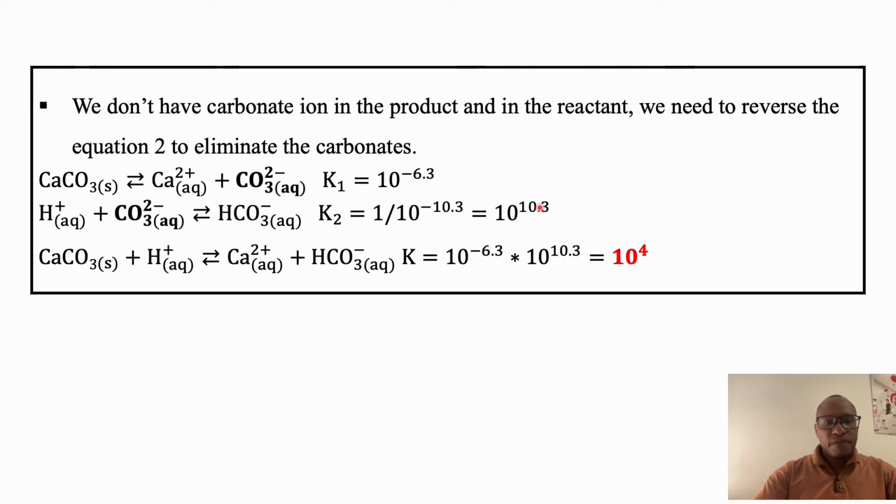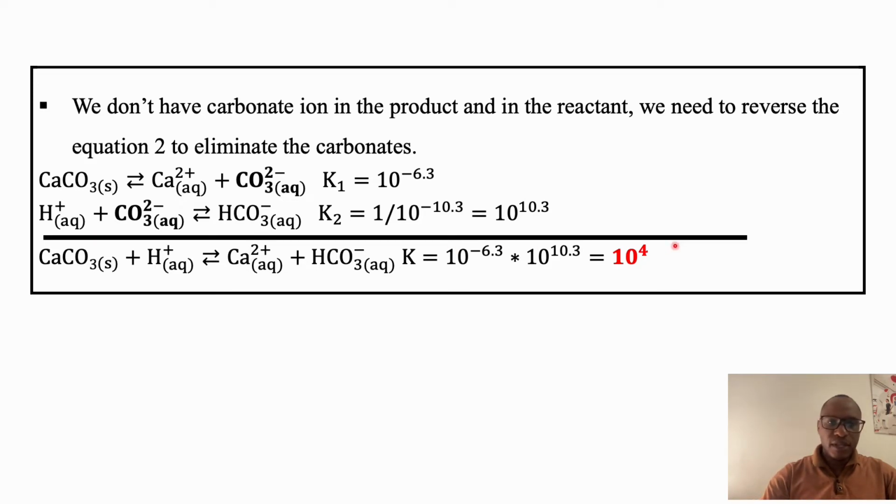So after inverting the second equation, we can do the summation. Then you see that the carbonate will be eliminated. Here also we are going to eliminate the carbonate. And then you will see the final equation, which will be this one. And the equilibrium constant will be this value multiplied with this one. Then you will get 10 power 4 as the equilibrium constant for the reaction that they are asking.